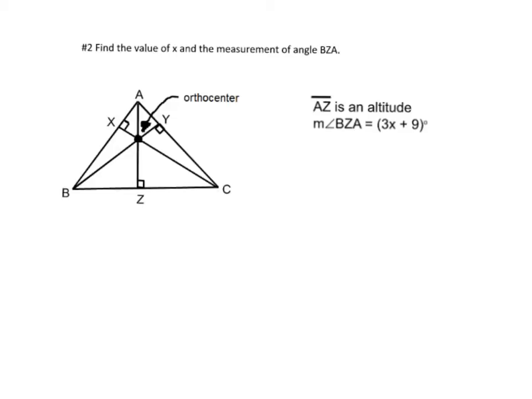Second problem. Find the value of x and the measurement of angle BZA. If AZ is an altitude, AZ right here, which means we can justify why this is 90 degrees right here. Then the question is, find the angle measurement of BZA, which is this angle here, and figure out what the value of x is. This is exactly like the previous problem we just did, so try it on your own, and we'll check to see if you got it tomorrow or next time in class.